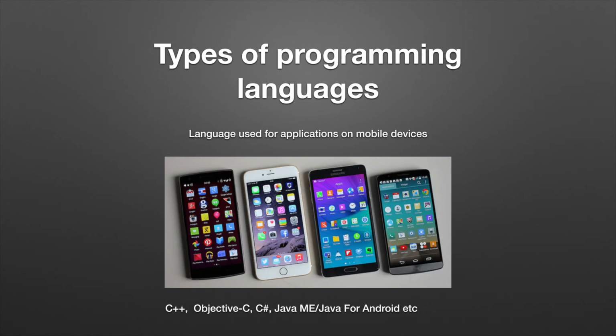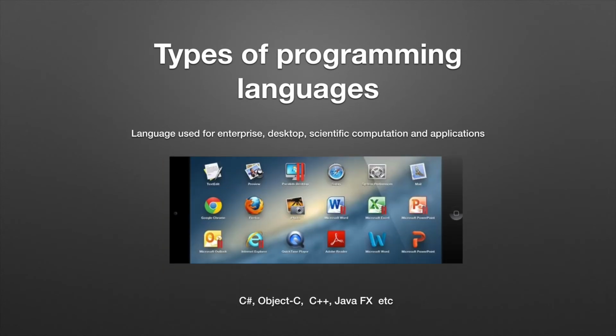The second use case is that you might be using some kind of mobile phone, like Android or iOS. Those applications are also built using some programming language. For example, Objective-C if you're using iOS, or C# if you're using Windows Phone, or probably C++. And of course Java or Java ME, which is specifically designed for mobile applications.